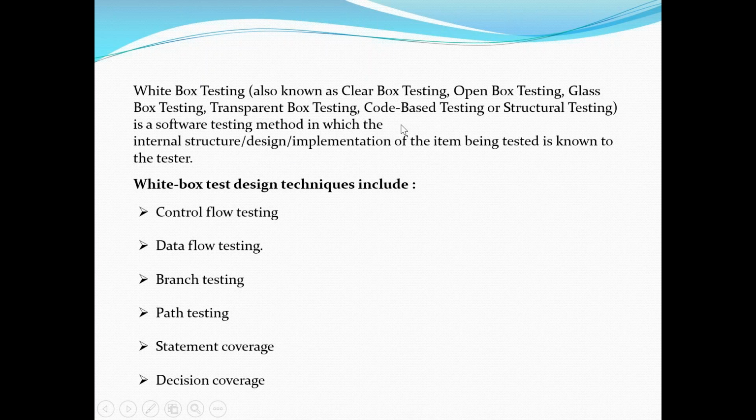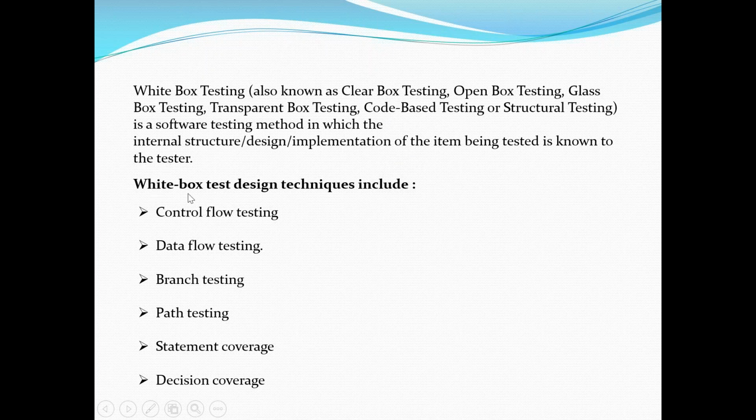So code-based testing, or structural testing, in software testing: if you want to do white box testing, you need to know the internal structure, the design, and the implementation. You need to know the internal structure, what the design and implementation are, that logic, each and everything. Then only you can do white box testing.